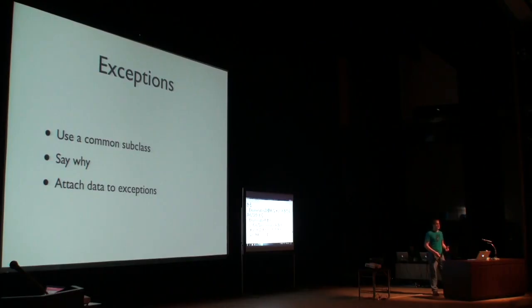Your exceptions should also say why you have a problem rather than just what went wrong, if that's possible, in order to help the user of your library figure out what they should do. And if possible, you should attach data to exceptions. So when Ruby raises a NameError, it'll give you the name of the constant or the method that it couldn't find, so you can take that out instead of having to parse the exception message in order to get that data.